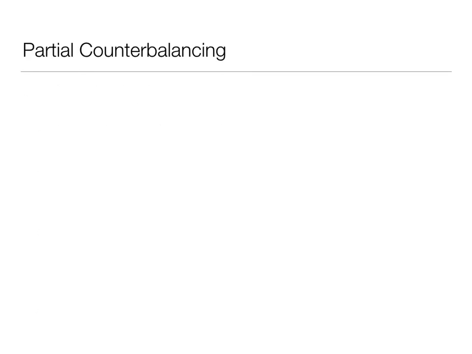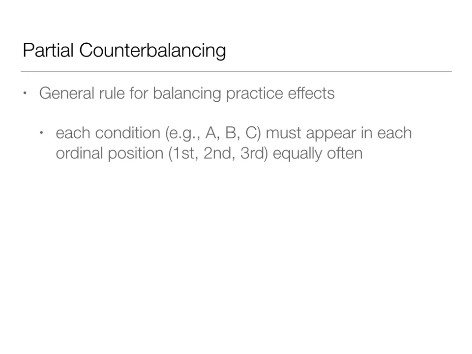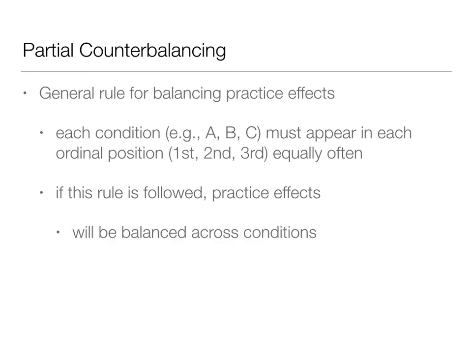And so that's why we have partial counterbalancing. Partial counterbalancing allows us to still balance those order effects in an equitable way without having to use all those possible orders. So each condition, A, B, or C, must appear in each ordinal position equally often. So A has to be first the same number of times that B is first, the same number of times that C is first. C has to be last the same number of times that B is last and A is last, and all of the in-betweens. If this rule is followed, then practice effects will be balanced across all conditions and will not confound the experiment.